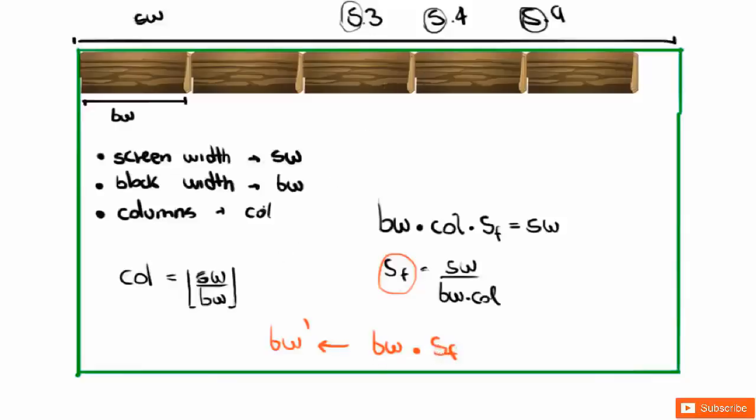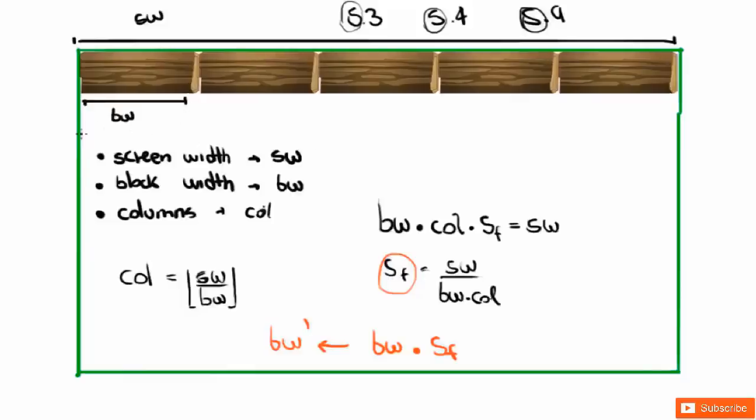Of course, we're going to end up stretching maybe a lot our textures, but this is going to give us the effect of always filling all the screen, exactly as we did here. So in this case, BW times SF would be this.